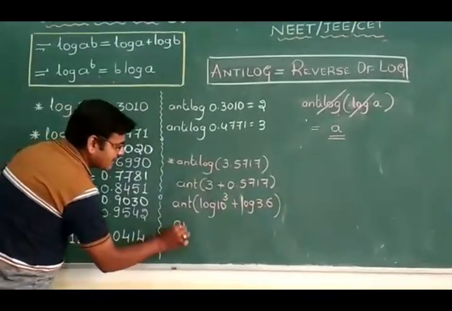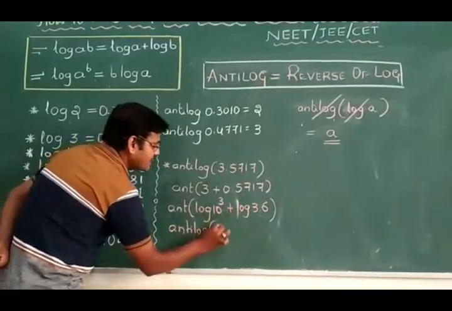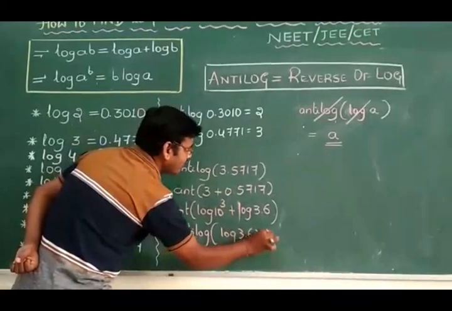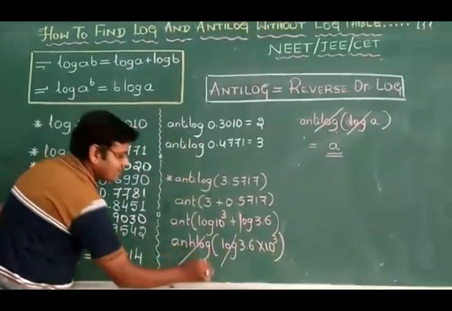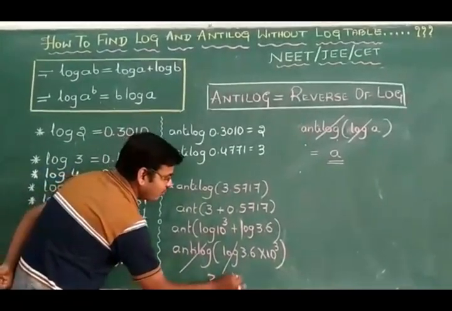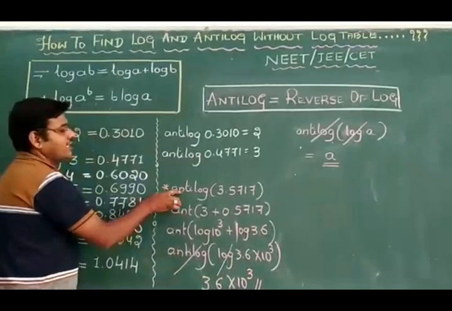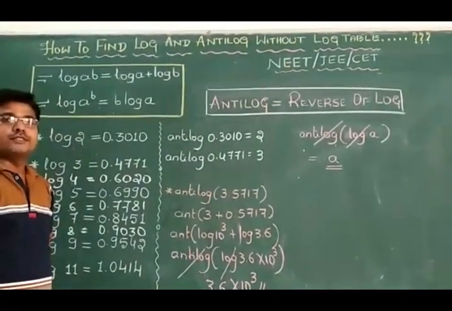Now let us write the anti-log: anti-log of log 3.6 into 10 to the power of plus 3. Now log and anti-log get cancelled. So the final answer is 3.6 into 10 to the power of plus 3. This is the value of anti-log of 3.5717.